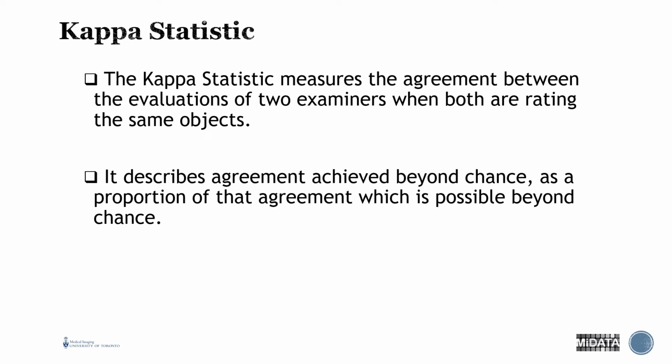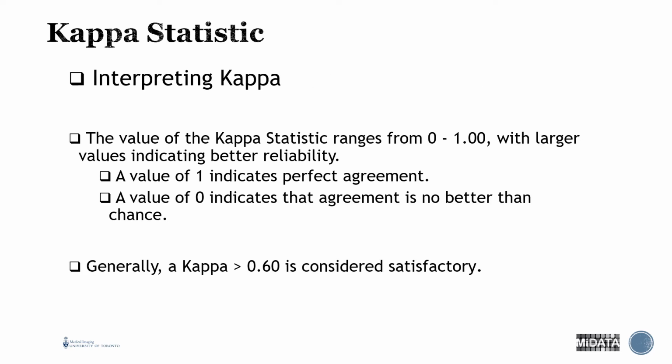But now let's look at the Kappa statistic. The Kappa statistic measures the agreement between the evaluations of two examiners when both are rating the same objects. Okay, so this is no big surprise here. But it describes agreement achieved beyond chance as a proportion of that agreement which is possible beyond chance. So there's the little twist to the Kappa statistic, is we're trying to see how much of this agreement is actually beyond chance alone.